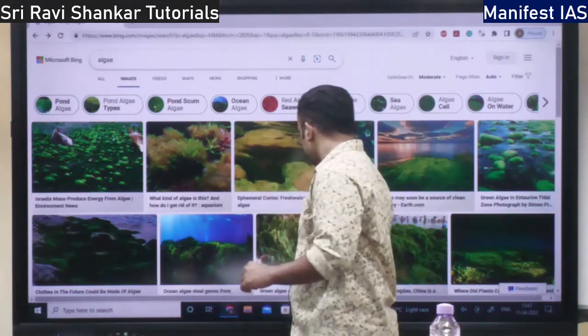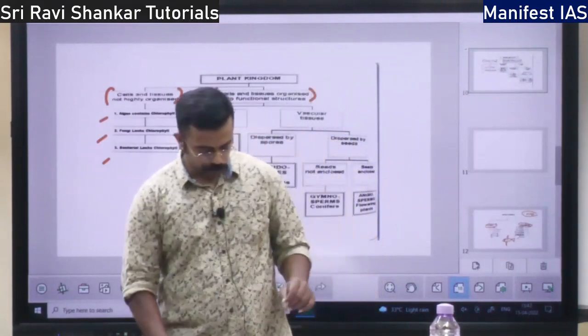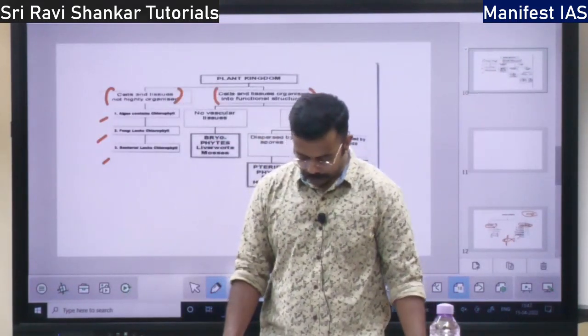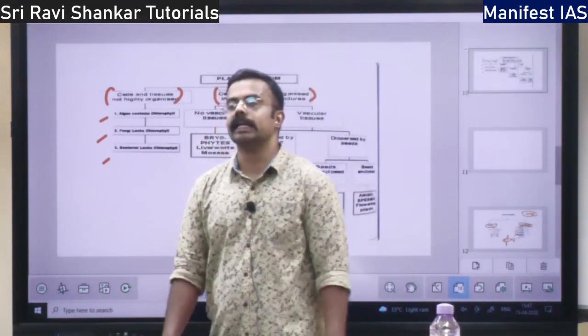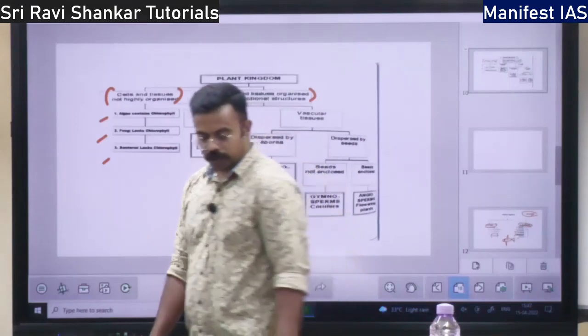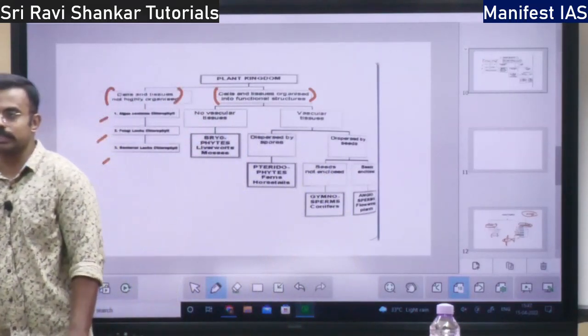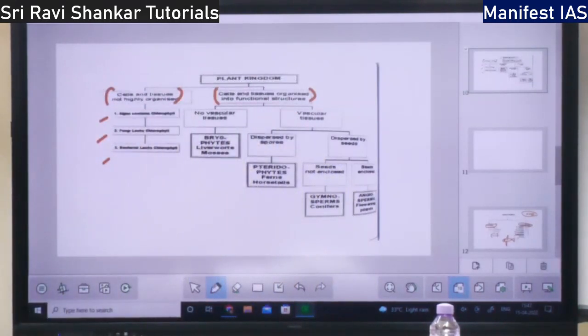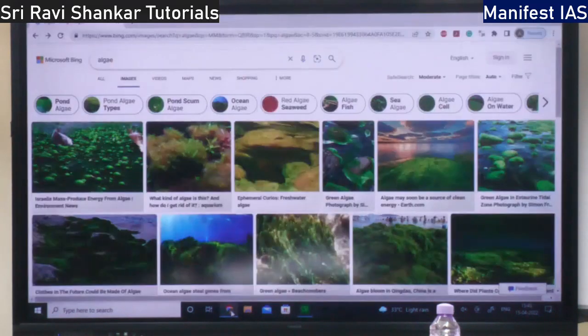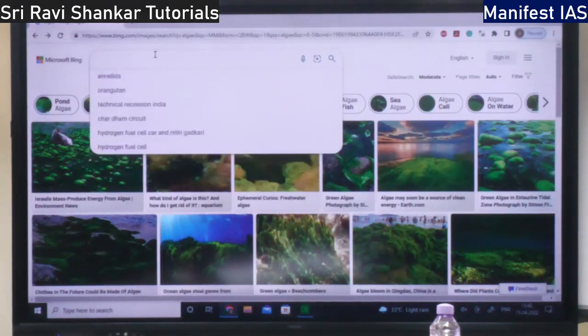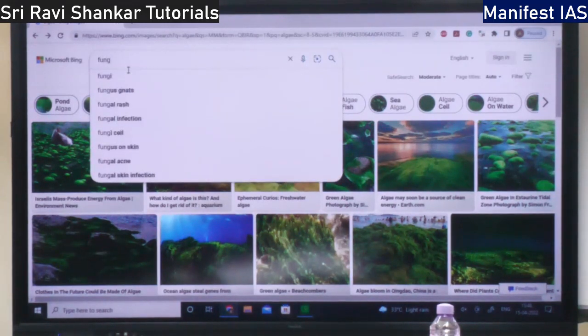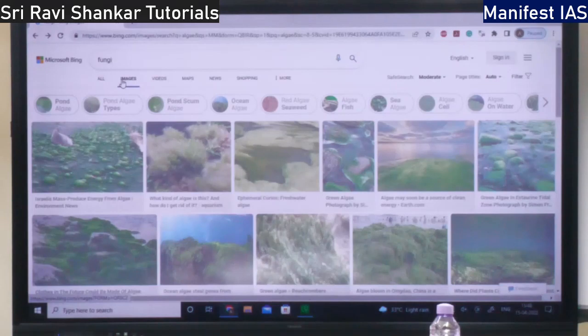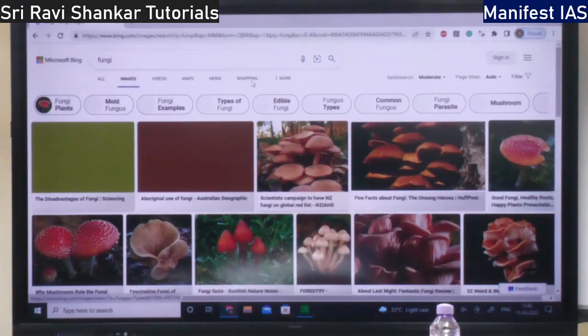Next is fungi. These are the informations you should keep writing; I need not repeat them again and again. Fungi are not green in color. They are also non-differentiated. Should I show the fungi image? I think you will feel disgusted looking at it, but studying science, you should be open. If it is bad, I'll close it. Not so bad.